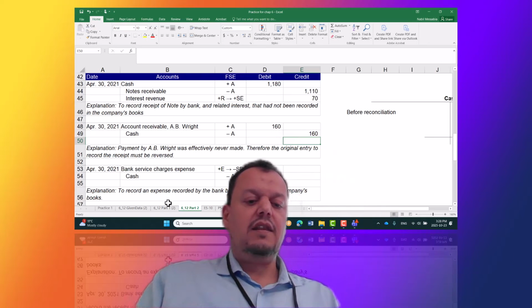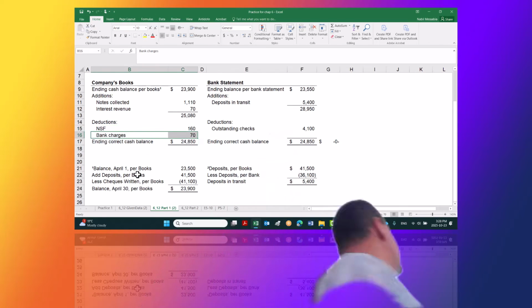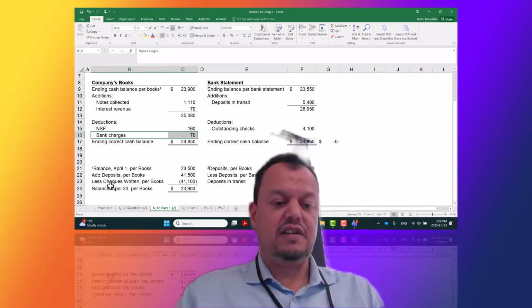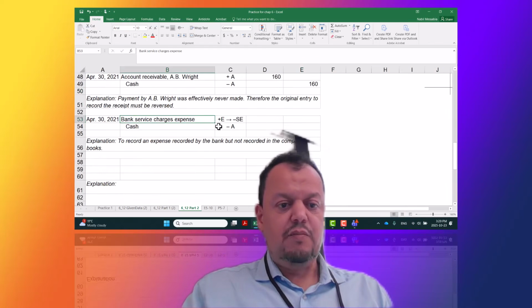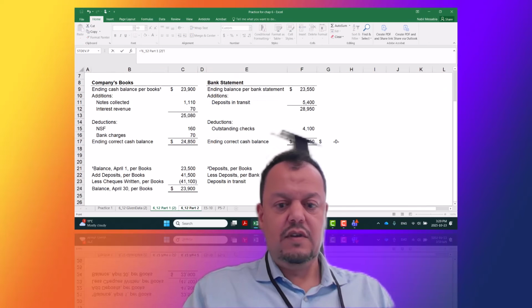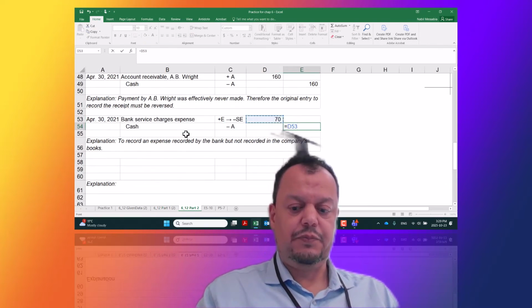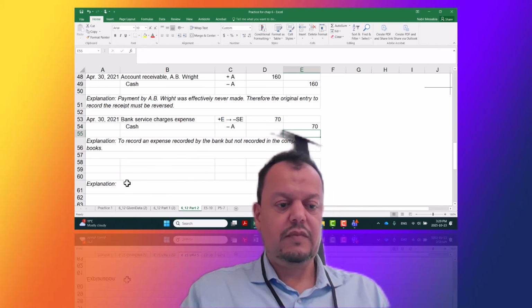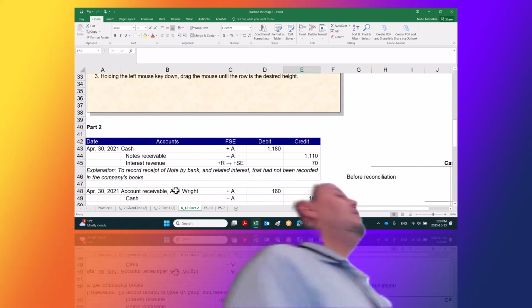And then the last item that requires a journal entry is bank fees. So this is an expense. Like any expense, debit bank fees expense, and credit cash. Bank charge expense, $70, and credit cash, $70. Okay, so this is the bank reconciliation.